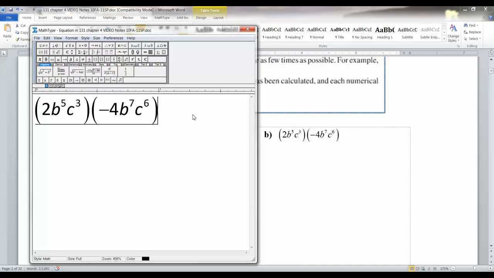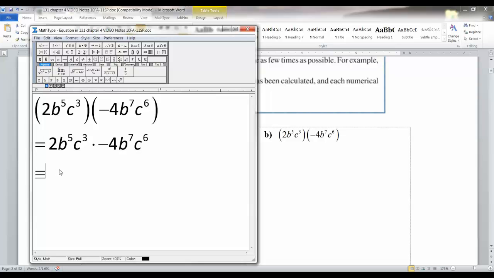You could get the same problem, let me rewrite it, by saying 2b to the fifth c to the third times this. It's just that math people don't like, especially with the negative in there, writing it like this. They think it's messy. So they'd prefer parentheses around them so it's very obvious that they're being multiplied. But that's all it is, multiplication. You don't really need the parentheses on this one.